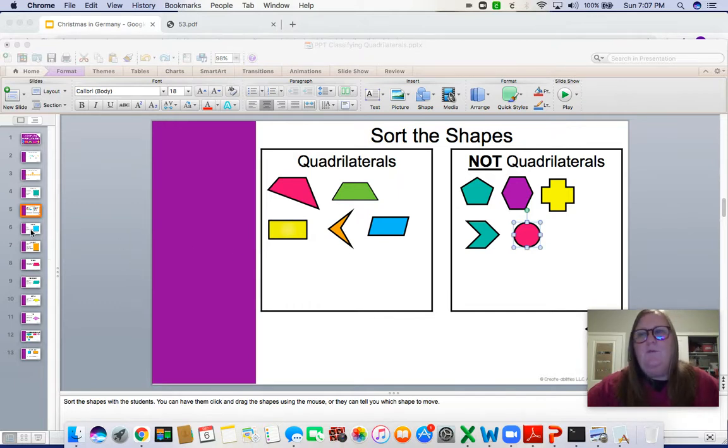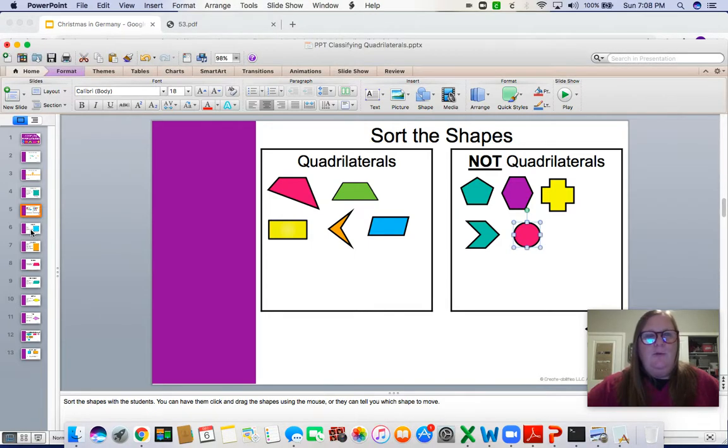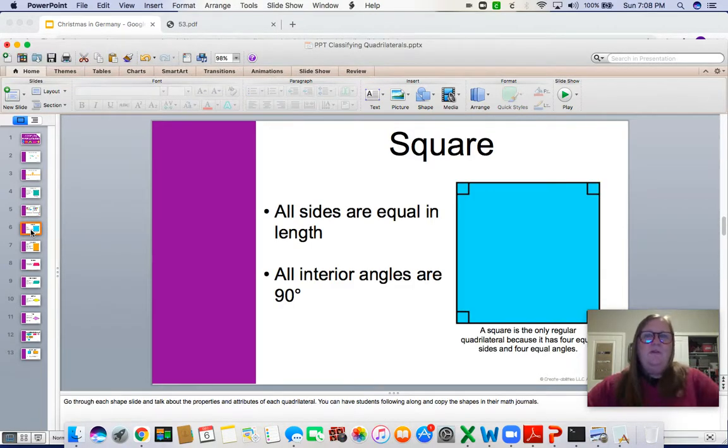We're going to do a little bit more study of quadrilaterals, and we're going to talk about a word called attributes. So let's look at the square. And before we look at the square, let me just tell you the definition of an attribute.